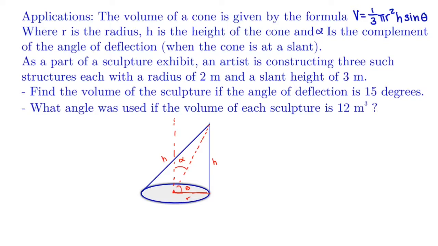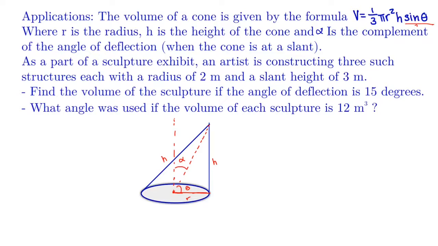Alright, then finally let's finish with an application problem. So the volume of a cone is given by the formula V is equal to 1/3 pi r squared times h times sine of theta. So it's the sine of theta that puts this into a trig course. So now if we just read this, it says r is the radius, we know that, h is the height of the cone, and alpha is the complement of the angle of deflection, so when the cone is at a slant.